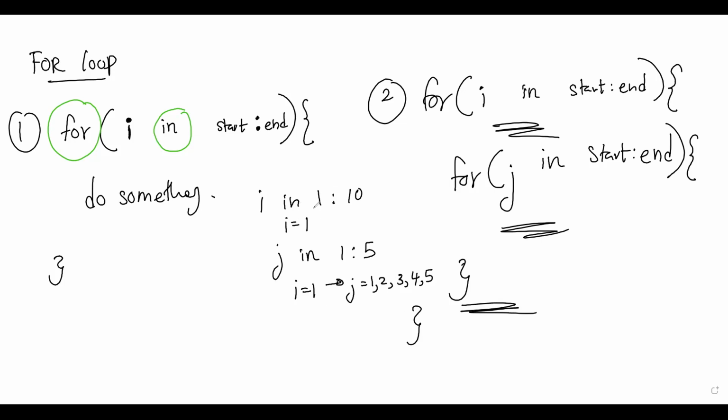I takes its first value, goes to this loop, and iterates this many number of times, and then ends it, goes back to the loop. Then I becomes 2. When I is equal to 2, again J goes from 1 to 5: 1, 2, 3, 4, 5, iterates 5 times, and then goes back to this loop. That is how the mechanism is set.